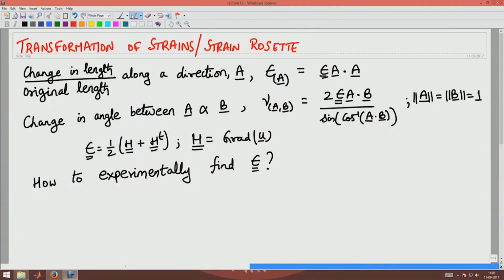Welcome to the 13th lecture in mechanics of materials. In the last lecture we saw how to compute the change in length by original length for a line element oriented along a direction A. We saw that the expression for finding the change in length along a direction A is given by this expression, where epsilon is the linearized strain, or 1/2 of gradient of u plus gradient of u transpose.